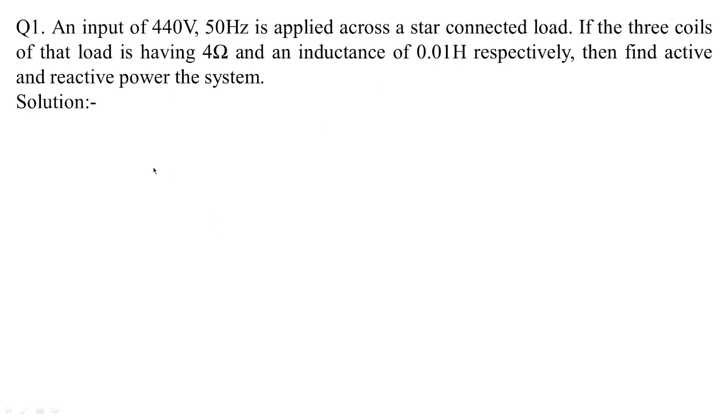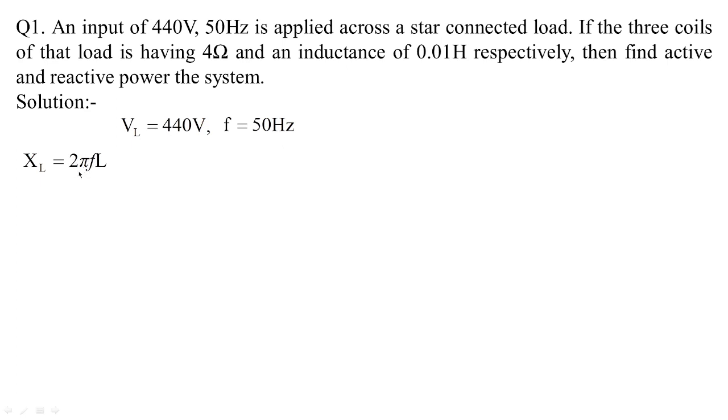If we start with the solution, we take the input data given to us. We have the line voltage, which is 440 volts. This is also known as the RMS value of the input voltage, and the frequency is given as 50 hertz. Then let us find out the XL value. Why XL value? Because the resistance value is in ohms and the inductance value is in Henry, and we can convert Henry into ohms by using the inductive reactance formula, XL equal to omega L. Omega is known as the angular frequency.